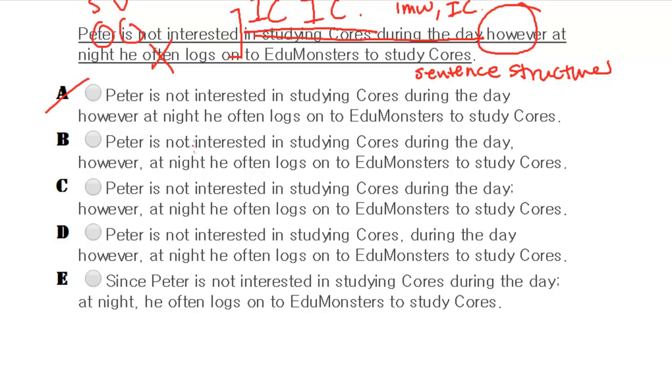What about B? Peter is not interested in studying chorus during the day. Same thing, right? However, at night he often logs on. So this is the exact same sentence, and all they did was add a comma over here, right? Except there's comma, comma. So what can we really get rid of? Okay, let's get rid of this. At night he often logs on. So we could get rid of at night. We could get rid of often. So the main idea is what? He logs on. Same thing as Peter is not interested, right? These things are the exact same thing as A, except they put a comma over here.